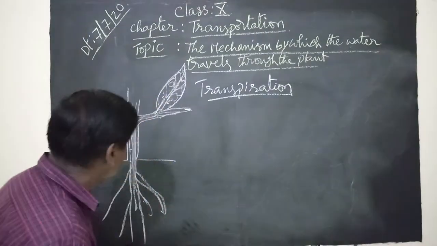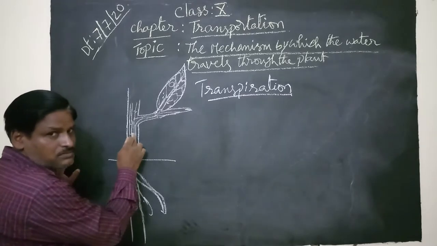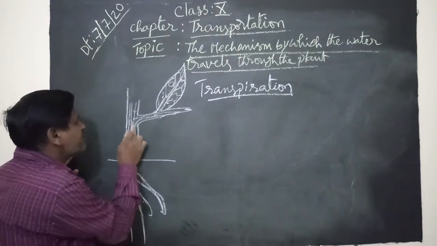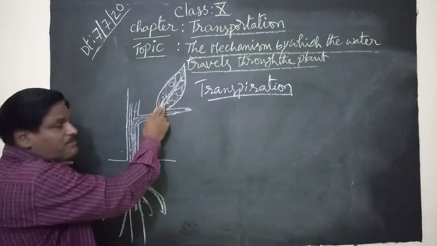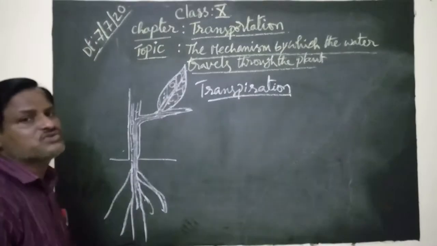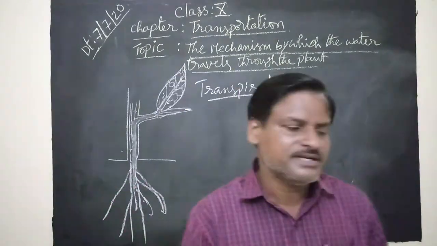Here, if you see the continuous pulling of water columns in the xylem vessels, as a result the water moves to the leaves, particularly entering into the mesophyll cells of the leaf. Mesophyll cells of the leaf, children.